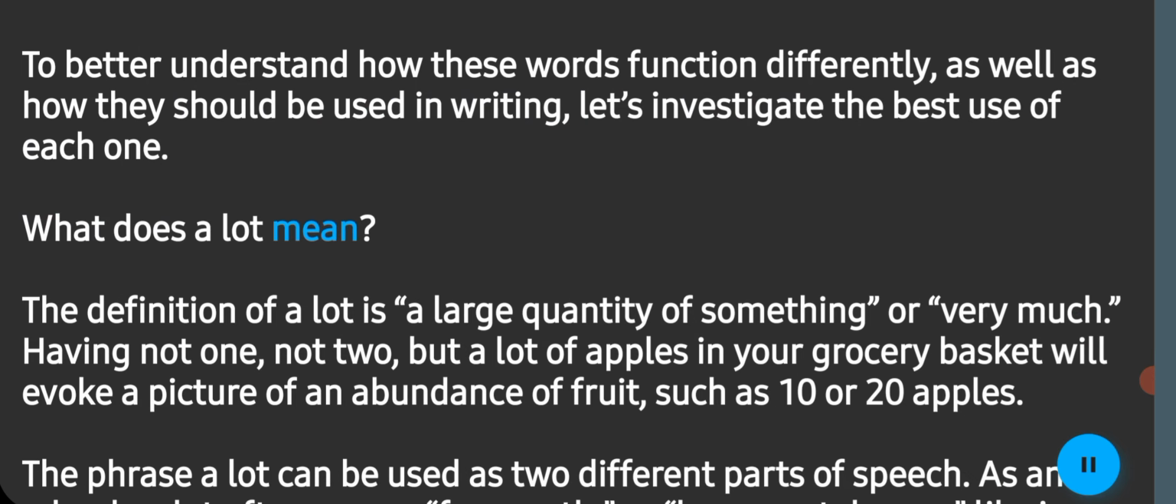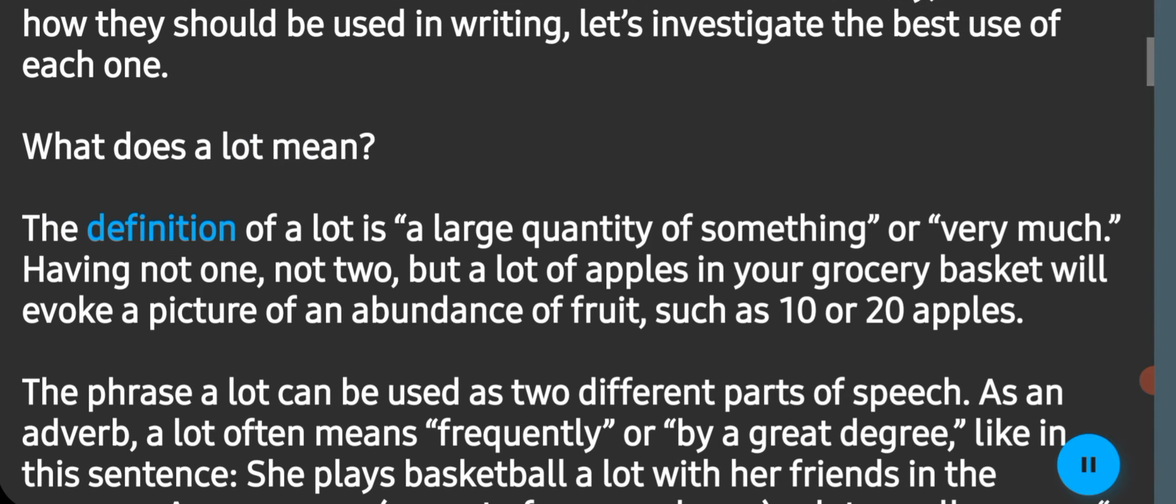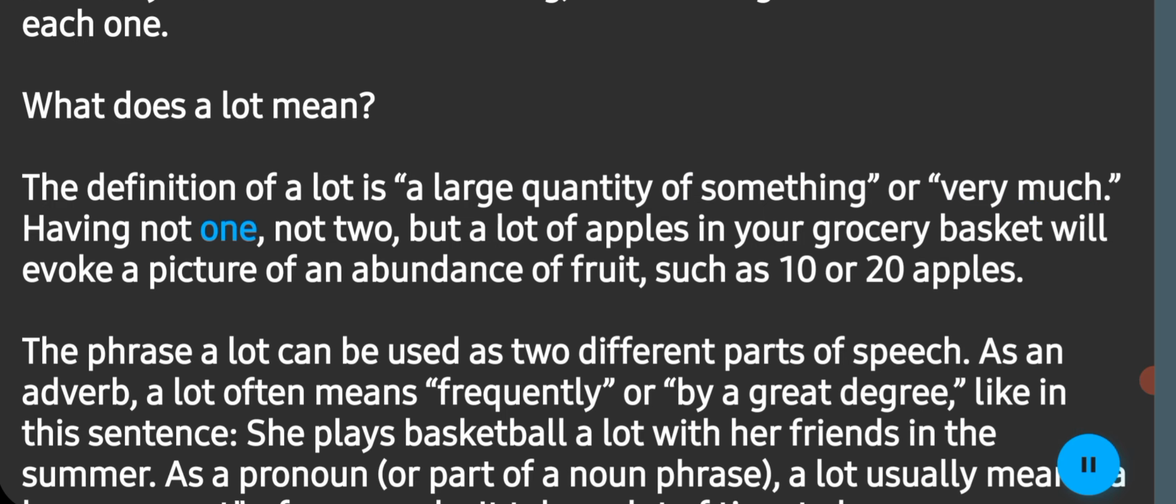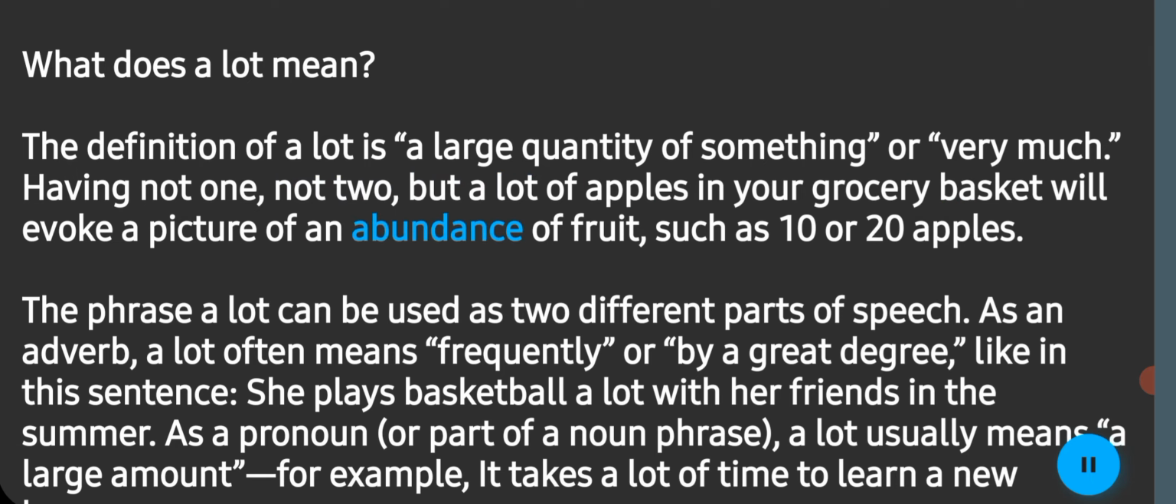What does "a lot" mean? The definition of "a lot" is a large quantity of something, or very much. Having not one, not two, but a lot of apples in your grocery basket will evoke a picture of an abundance of fruit, such as 10 or 20 apples.